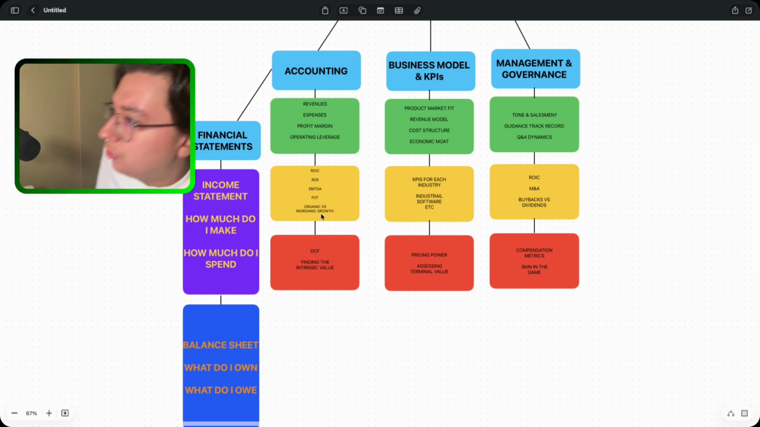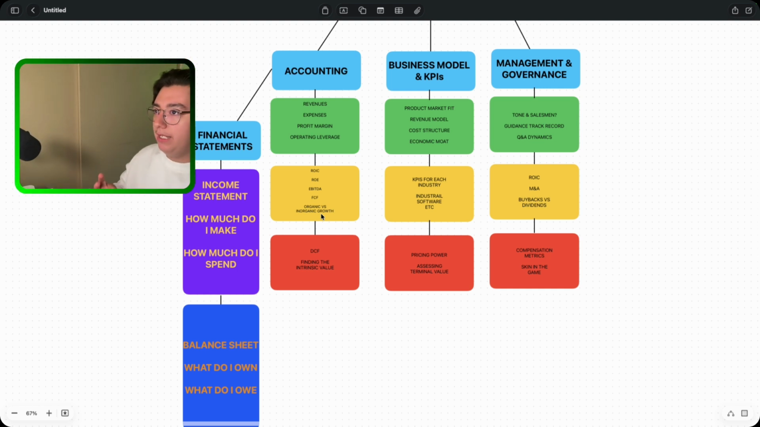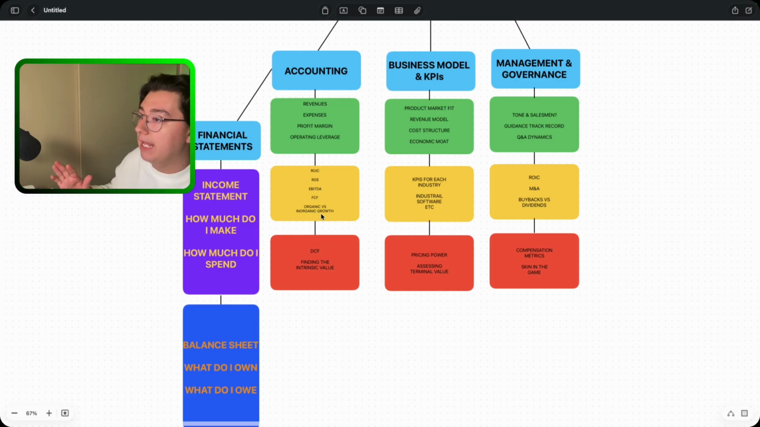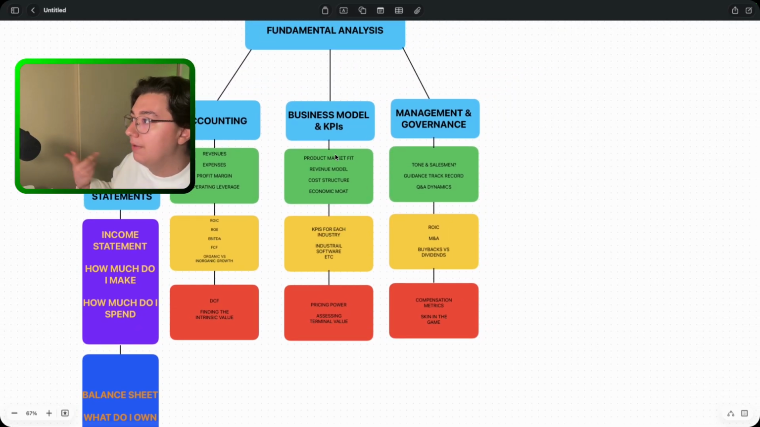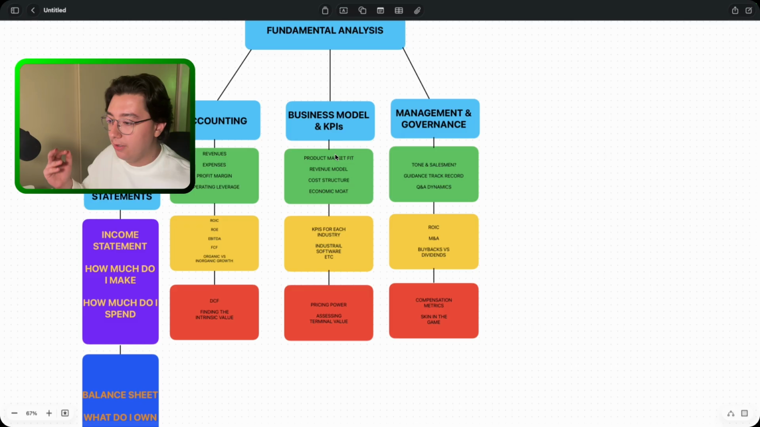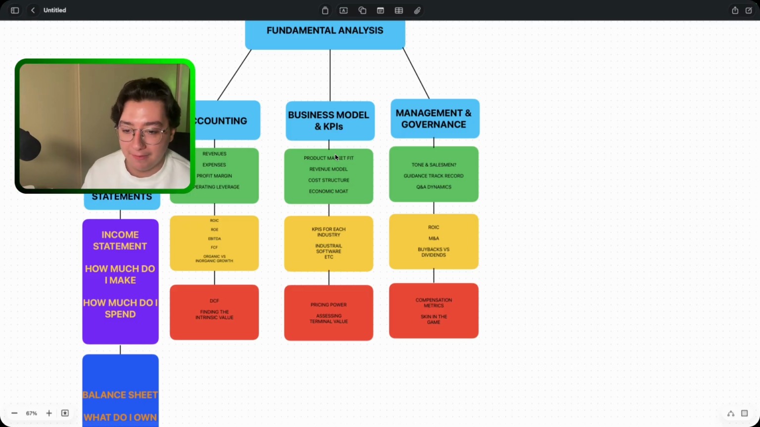Okay, so now we got done with the accounting. I'm not going to explain this any further. I think it's a lot of information for this section, and I'm going to go into something a little bit easier, which is the business model and KPIs, or key performance indicators. So what we try and do here is, it's very important for you to understand the business that you're investing in.